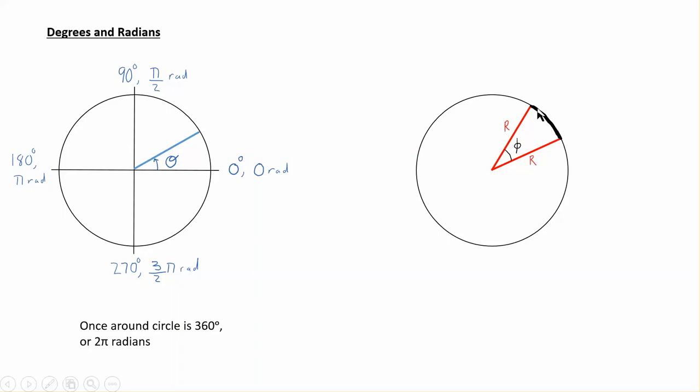Well, the length of this segment here is simply given by r, the radius of the circle, times phi, the angle here, provided you measure phi in radians. So this arc length in black here is just r times phi, but this only works if you measure phi in radians. You can't measure phi in degrees here. But in radians, this is a nice little geometrical fact that will sometimes be useful in your physics class.